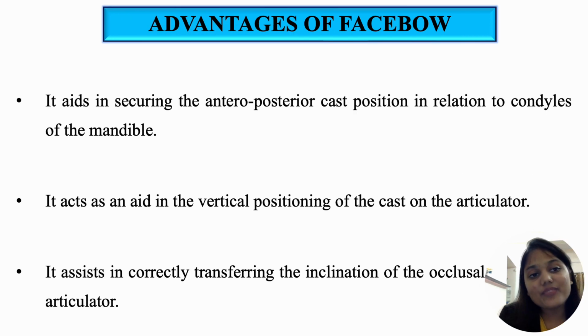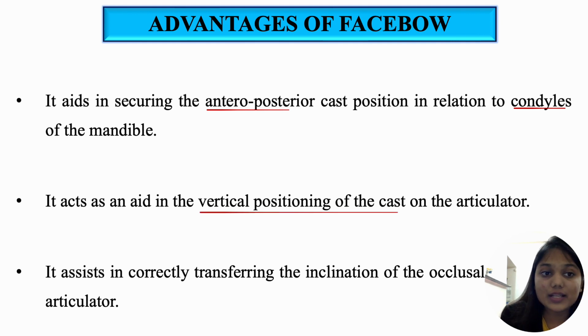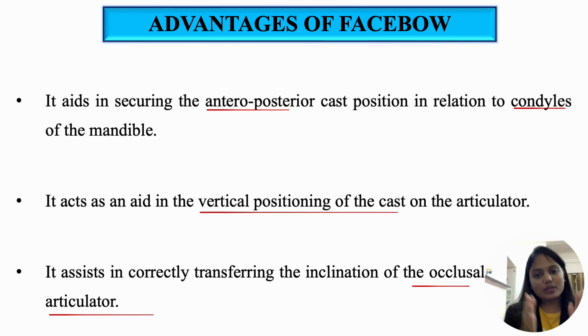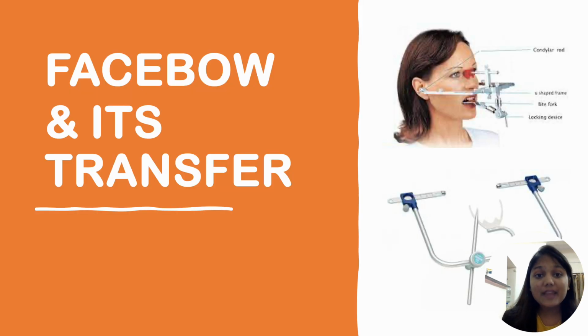Now, the advantage of the face bow is that it aids in securing the antero-posterior cast position in relation to the condyles of the mandible, it aids in vertical positioning, meaning it aids in both vertical and antero-posterior positioning, and it aids in correctly transferring the inclinations of the occlusal planes to the articulator. So till now we have seen the theoretical aspect of what a face bow is, what its parts are, what the classifications are, what reference points have to be taken into consideration, and its advantages and significance. Next we'll be seeing the face bow and its transfer.